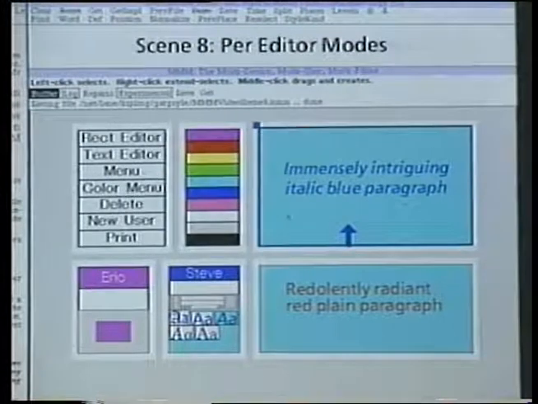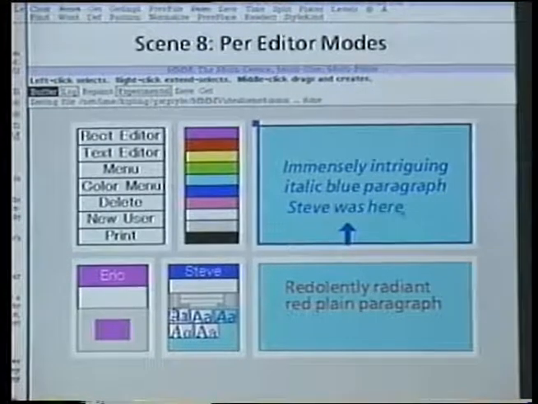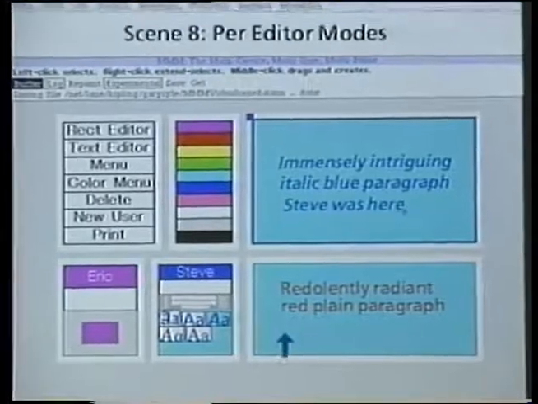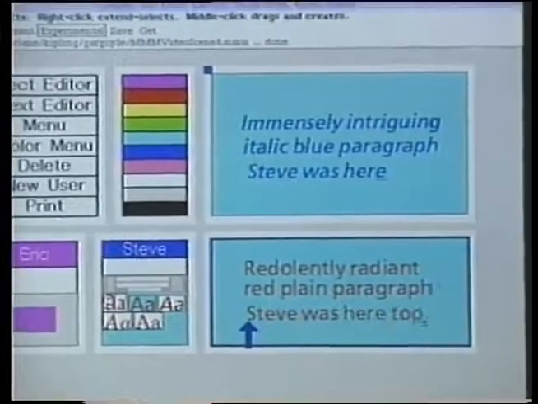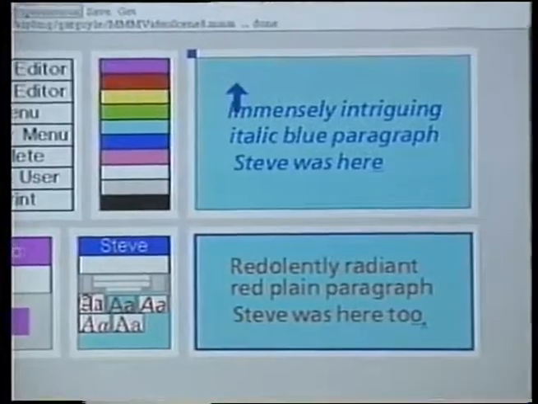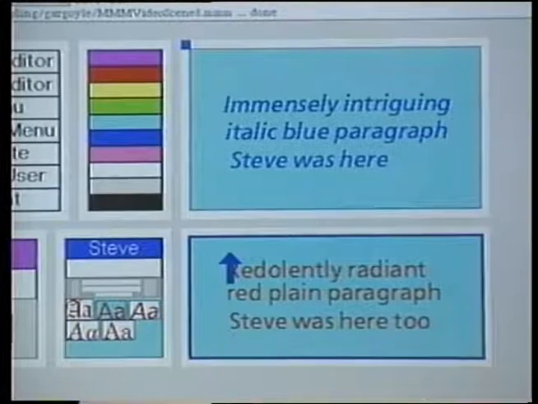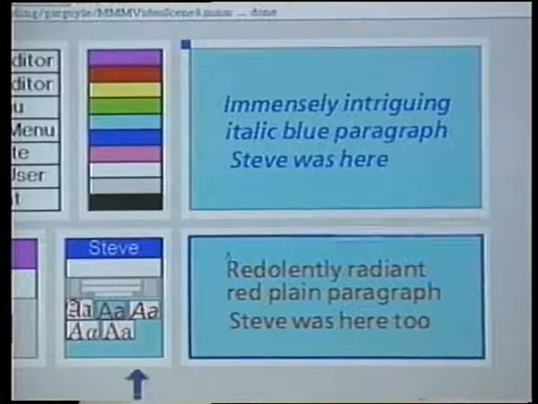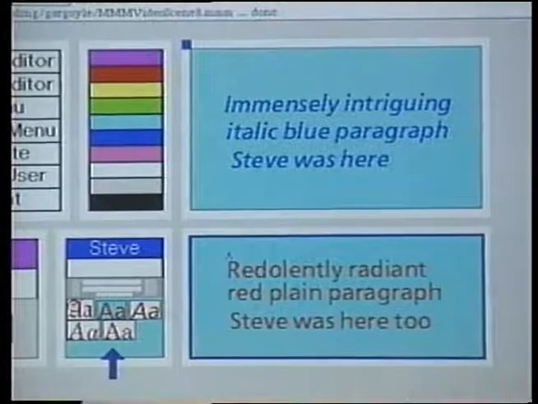Steve is working on 2 documents at once. In one, he is in the middle of typing a blue italic paragraph. In the other, he is typing a red plain-faced paragraph. Each text editor window remembers Steve's current mode in that editor, so Steve types the right kind of text in each editor. Steve's home area shows the font family and text color for Steve's currently selected editor.